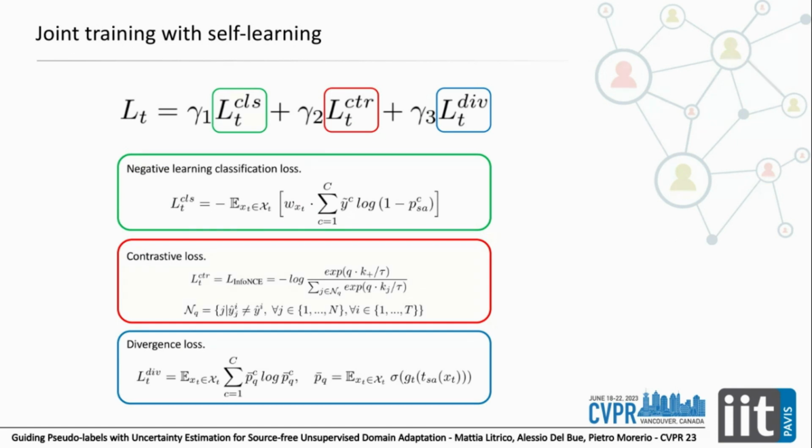Our final loss is composed of three different losses. The first is the classification loss. We use a negative learning loss in order to handle the noise in the pseudo-labels. The W in the equation represents the pseudo-label's estimated uncertainty. The second loss is the contrastive loss, in which we use our negative pairs exclusion strategy. The third loss is the divergence loss in order to avoid posterior collapse.